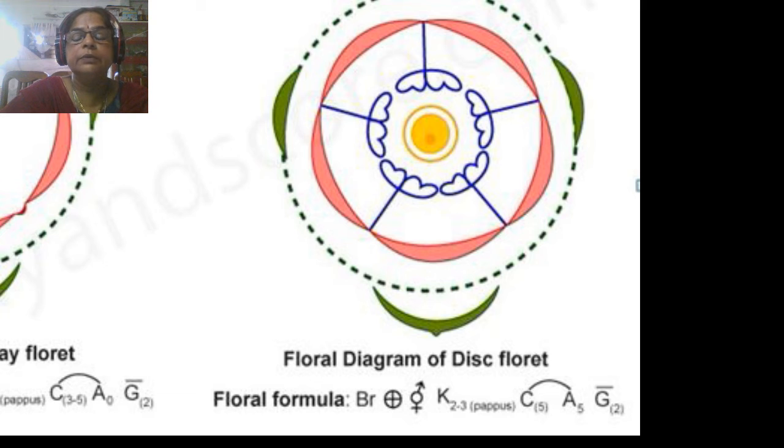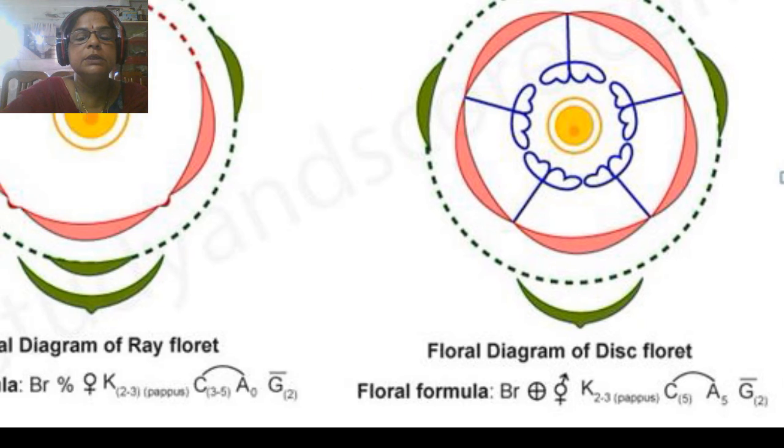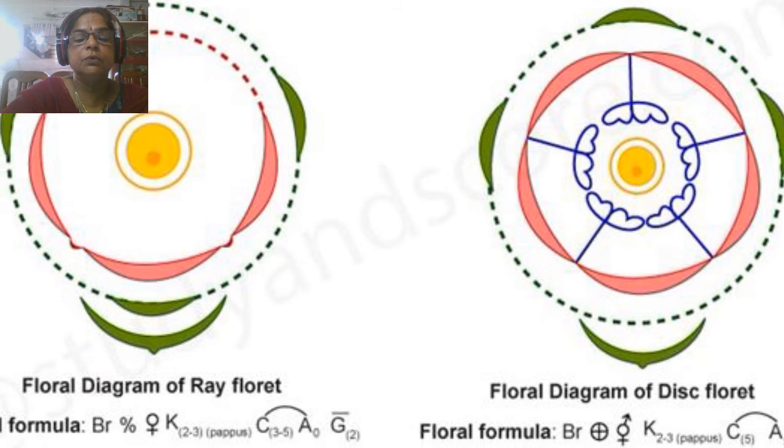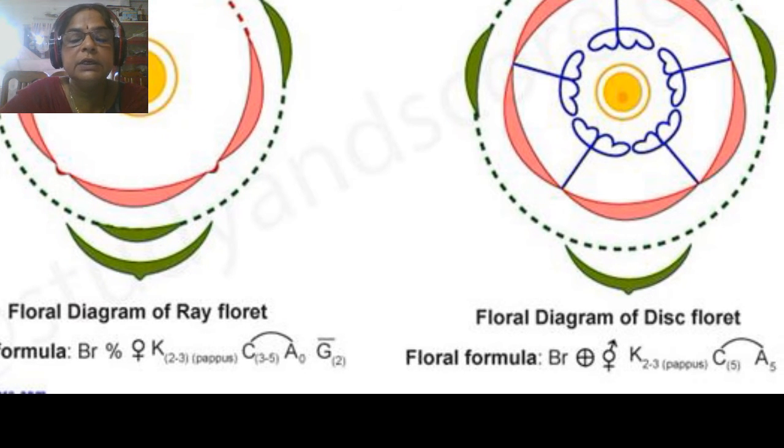Gynoecium bicarpellary, syncarpous, ovary inferior. So these are the two florets present in the family Asteraceae, ray floret and disc floret. The difference between the ray floret and disc floret is that the ray floret is zygomorphic, disc floret is actinomorphic. Ray floret is unisexual, disc floret is bisexual. Calyx present in both, corolla present in both.